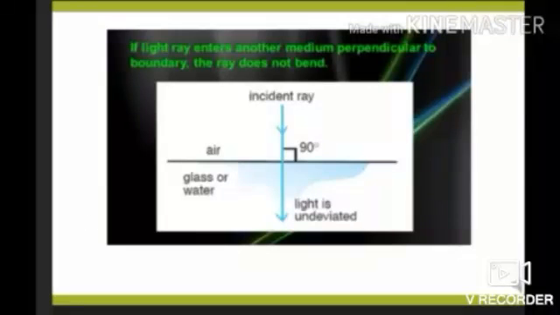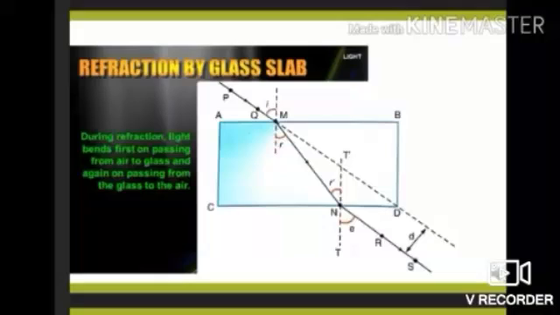If the light ray enters another medium perpendicular to the boundary, the ray does not bend. You can see in the picture. We can understand refraction of light by a glass slab. In the case of a rectangular glass slab, refraction takes place at its air-glass interface as well as its glass-air interface. The emergent ray is parallel to the direction of the incident ray but is slightly displaced.